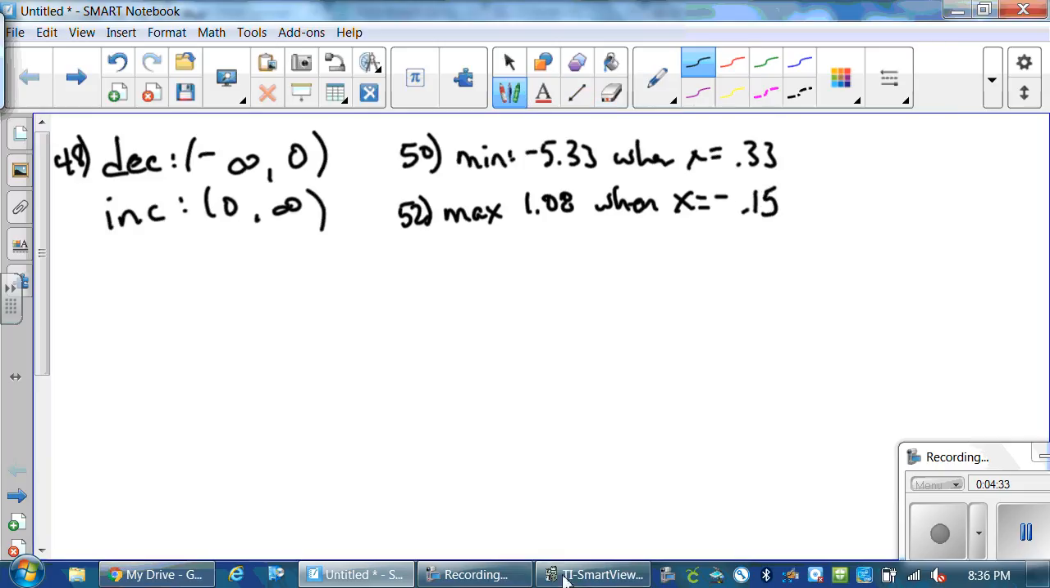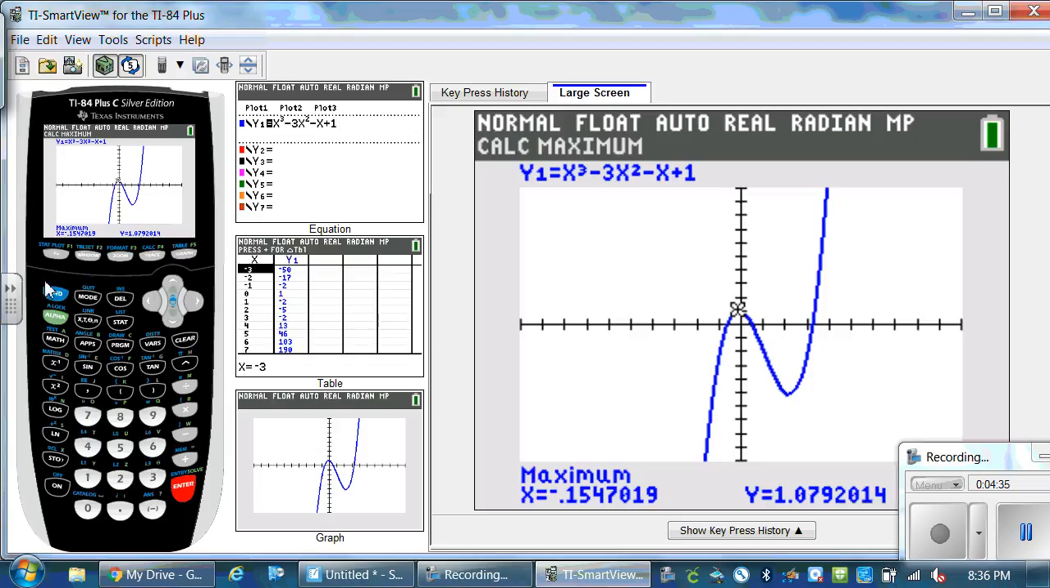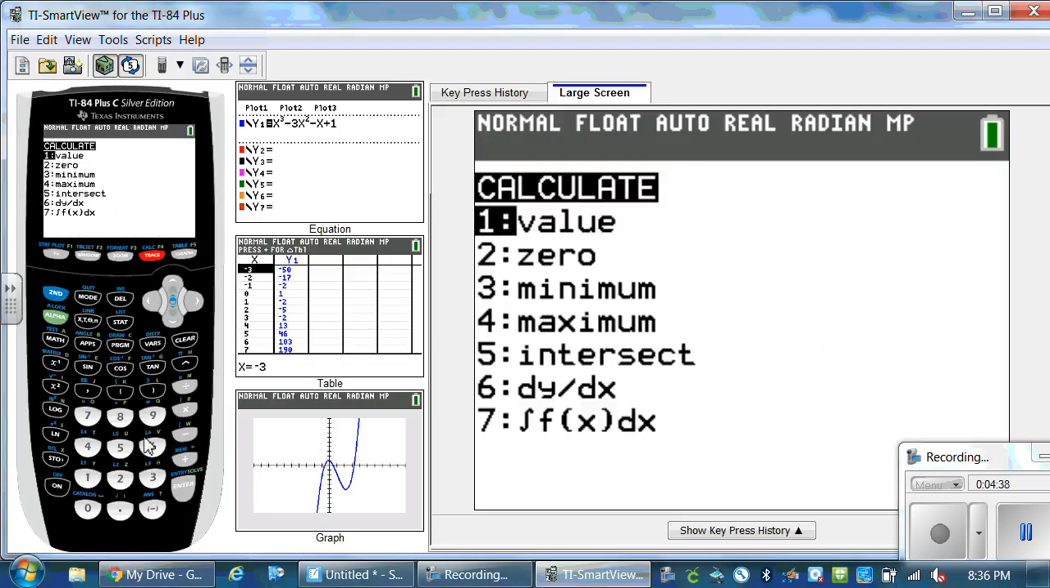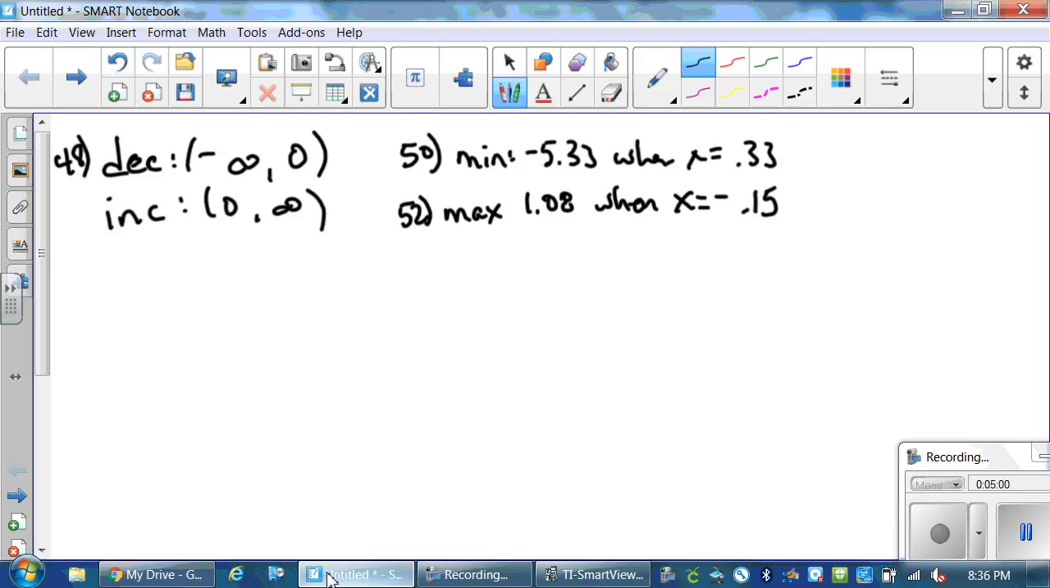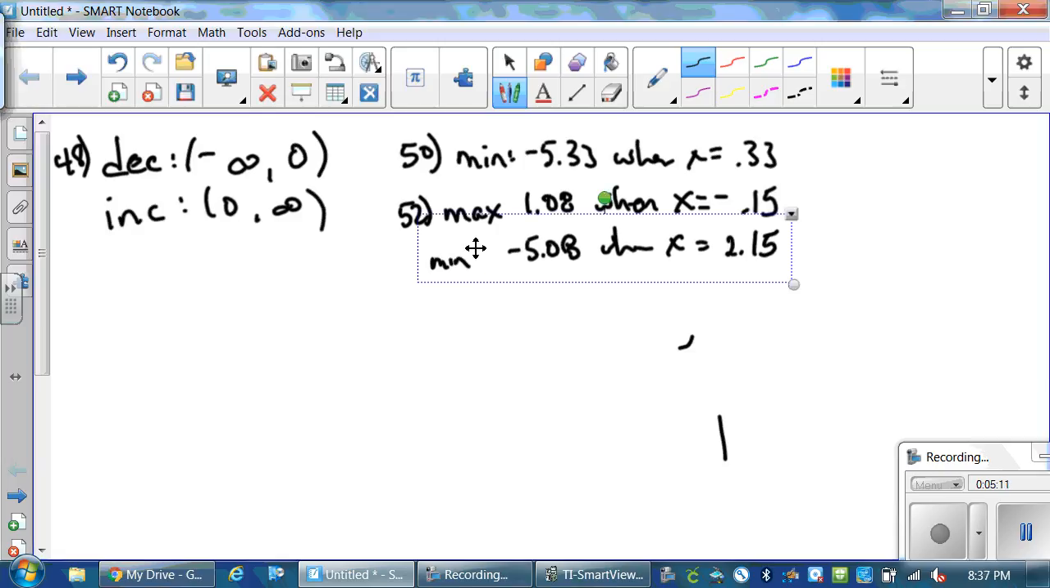Let me find the minimum point. Come back over here. Second trace. Now I want the minimum, which is 3. I'm going to come close to this minimum point, making sure I give it a left bound and a right bound. Somewhere in between here, there's a minimum. It says guess. I'm going to push enter again. There's a minimum. I'm going to say negative 5.08 when x is 2.15. That's the minimum. That's problem 52.